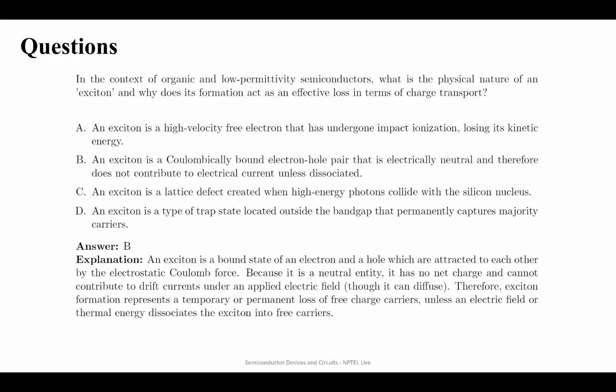So the answer to this is B. So an exciton is a bound state of electron and hole which are attracted to each other by the electrostatic Coulomb force. Because it is a neutral entity, it has no net charge and cannot contribute to drift currents under an applied electric field, though it can diffuse. Therefore, exciton formation represents a temporary or permanent loss of free charge carriers, unless an electric field or thermal energy dissociates the exciton into free carriers.